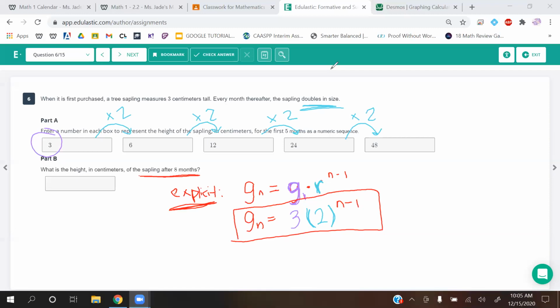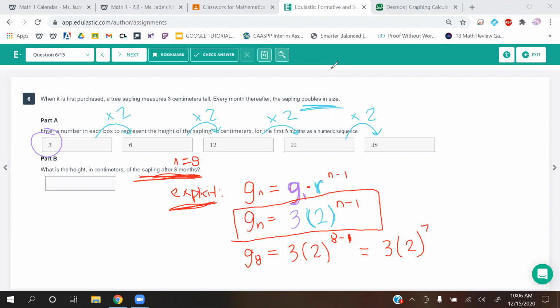Okay. All right, so we are going to use our explicit formula to find the height of the sapling after 8 months. When it says 8 months, that means our n is equal to 8. So I'm going to plug in 8. So g sub 8 is equal to 3 parentheses 2 to the power of 8 minus 1. That is a 1. Oh my goodness. Okay, so you see all I did was I plugged in 8 into our explicit formula. So this is going to help us solve for the height. 3 parentheses 2 to the power of 8 minus 1 is 7.